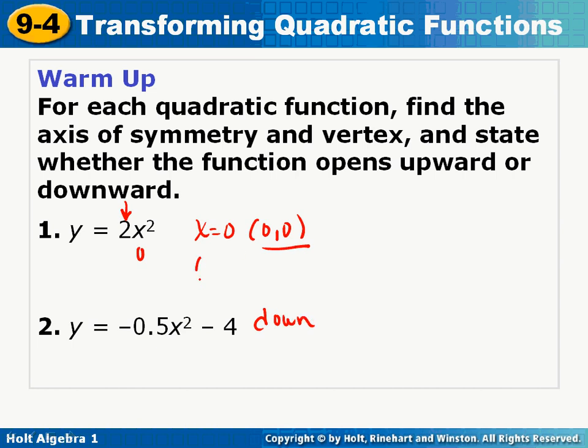On number 2, it is going to open down. Oh, I forgot to say number 1 opens up. It's going to open down. The vertex is going to be negative b over 2a, but it doesn't have a b, so that gives me a 0. Then when I plug in 0, I get 0 squared, which is 0, and 0 times negative 5, which is another 0, and the vertex ends up being (0, -4). The axis of symmetry would be x equals 0.